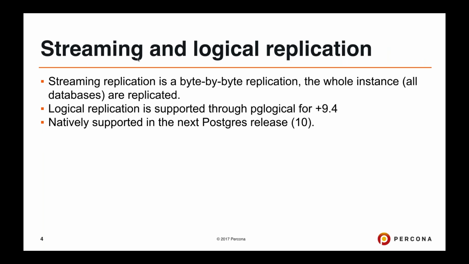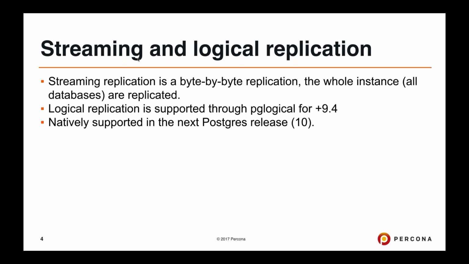Basically, streaming replication is a byte-by-byte replication, and the whole instance, which means all the databases, is replicated in a very consistent manner. Every block that is written in the WAL or the checkpoint segments is sent to the slaves. It's the best way to maintain a consistent slave for failover operations.